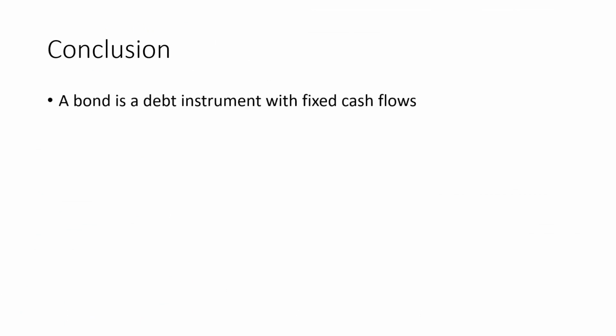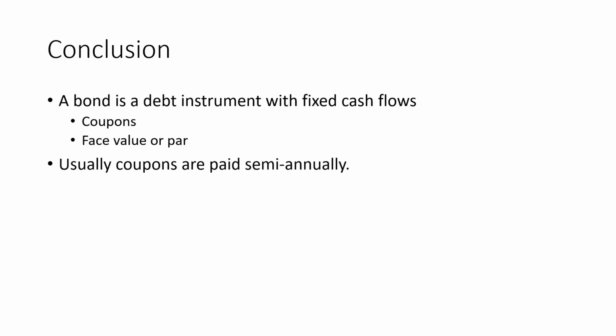To conclude, a bond is a debt instrument with fixed cash flows. These cash flows are called coupons, which are a coupon rate times the par value. Both the coupon rate and the par value are fixed. Therefore, the coupon value in dollars is also fixed. So the face value or the par value is the value paid out at maturity to the lender. Usually coupons are not paid annually, but they're paid semi-annually. So what do we do? Well, we just have to change our cash flows accordingly.